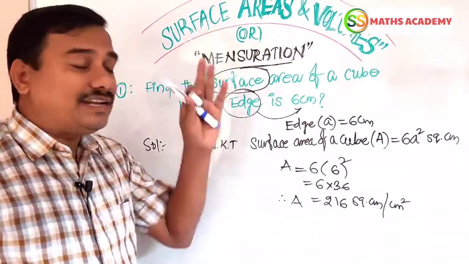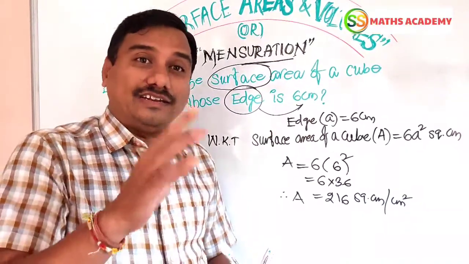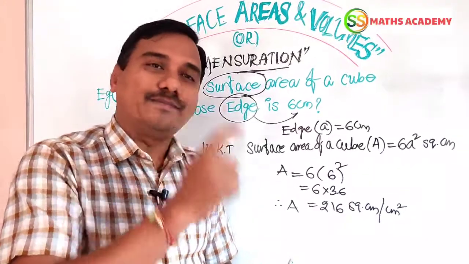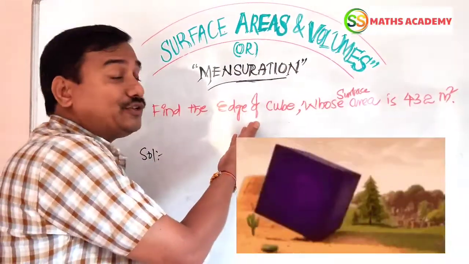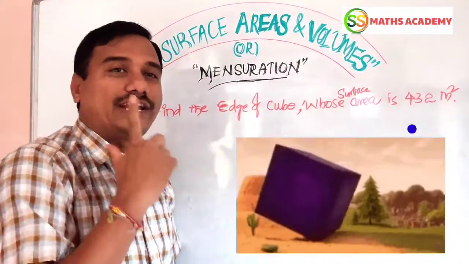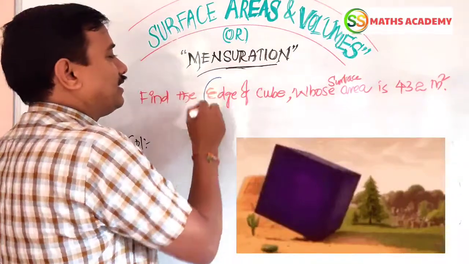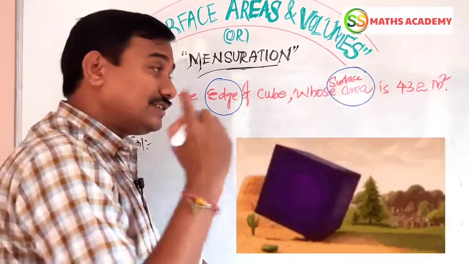When the edge is given, we should find the area. And when the area is given, we have to find the edge also. See one more example. Find the edge of a cube whose surface area is 432 meters square. We should find the edge. What are the keywords in this question? Find the edge of a cube, and surface area is given.